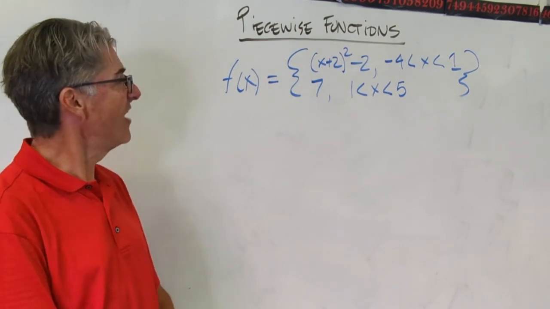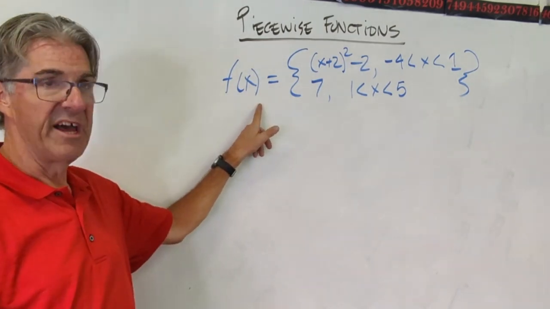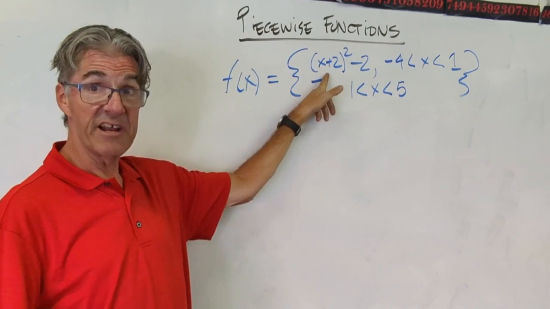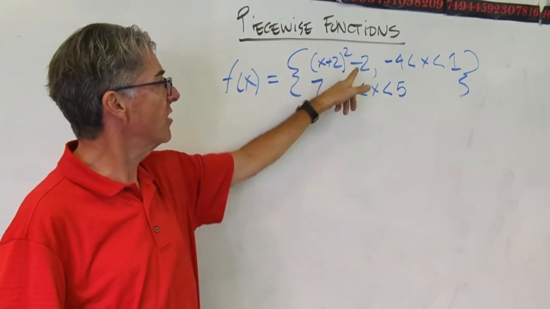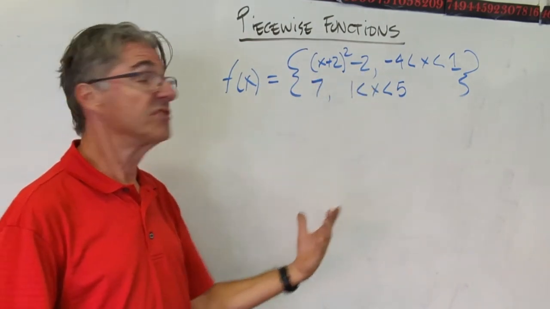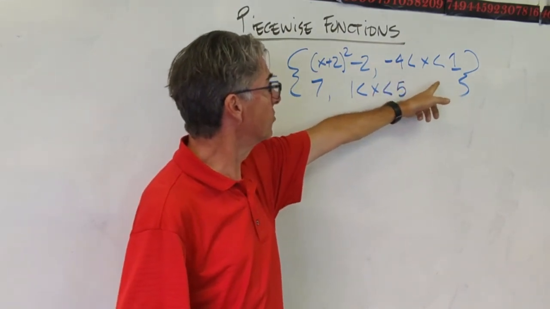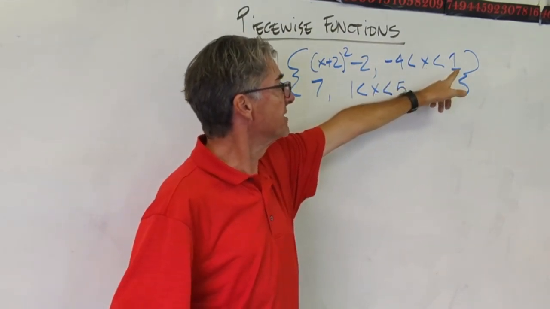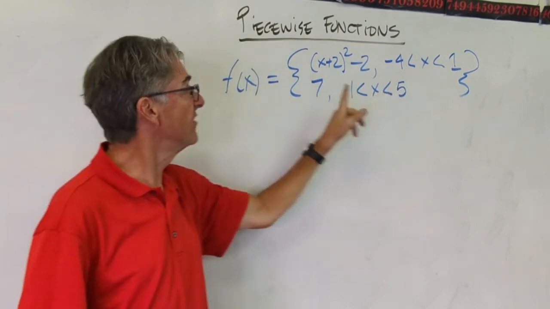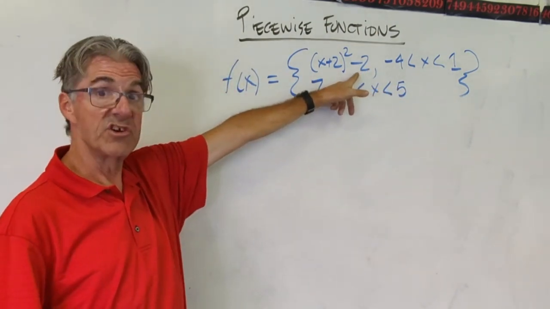All right, check this out. Here's another one, another piecewise. My first function is a quadratic function. Check that out, x plus 2 squared minus 2, and here is the domain for that, the x values that we're allowing. So x just has to be less than 1 and bigger than -4. So that's where this equation holds.